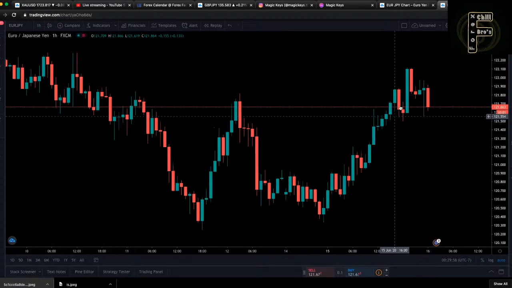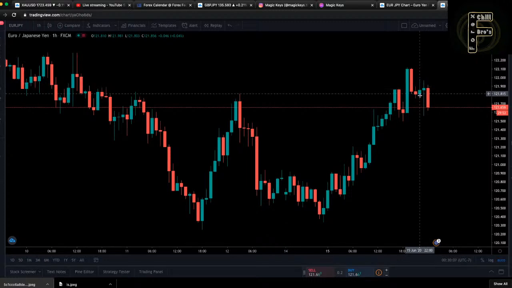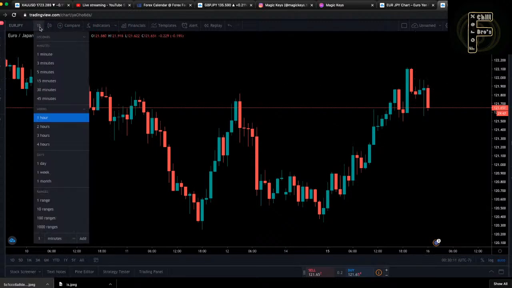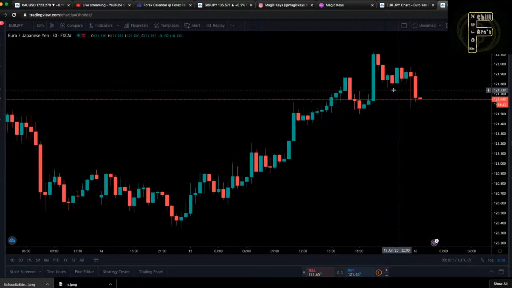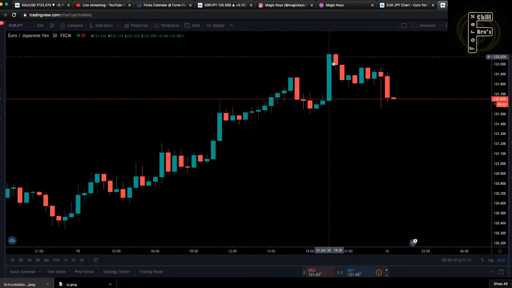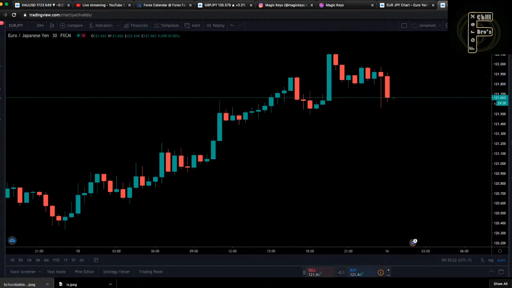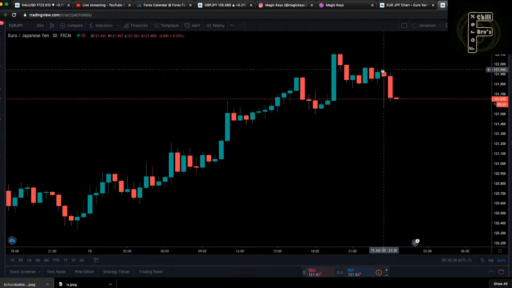Let's see, when was this? Where was 11? 12. You see, price was also in a range. It formed resistance. This Euro JPY and GJ kind of correlate, but not 100%. Price formed resistance and price ranged. Price broke.